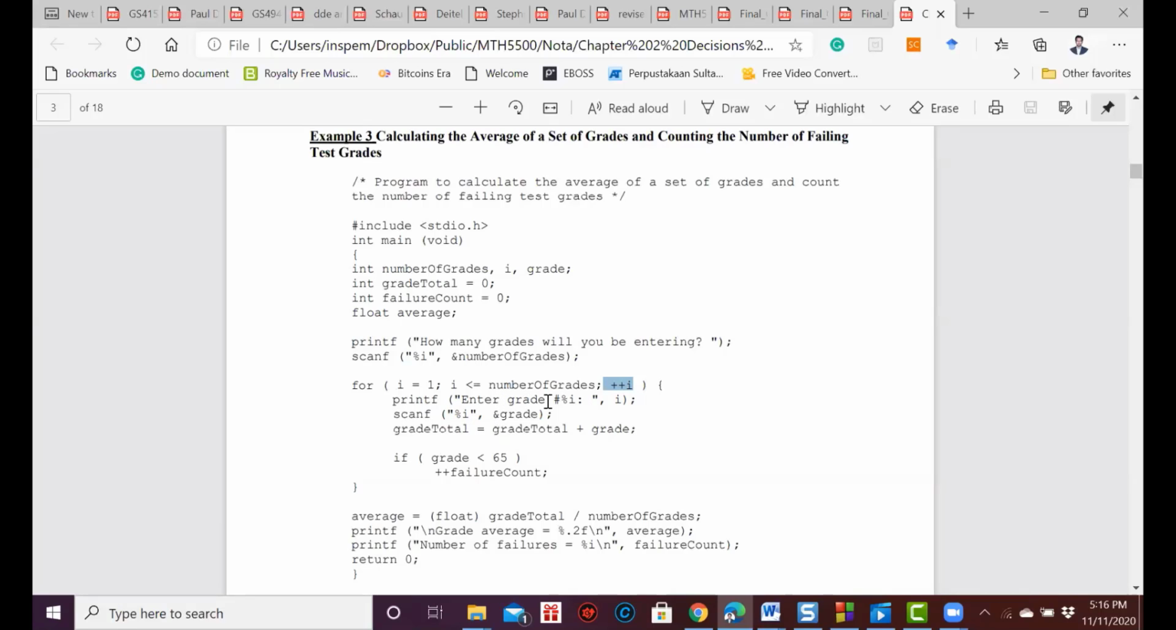Okay. So printf enter grade i. I mean the i value here, 1. Grade 1. So enter grade 1. So scanf grade. And then grade total. This is the formula to accumulate the total of grades. Grade total plus grade. The initial value of grade total is 0. So 0 plus grade, which is read from the keyboard. So we ask the user to key in the grade. Okay. If grade less than 65, okay.